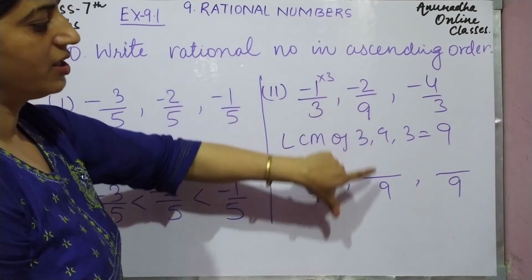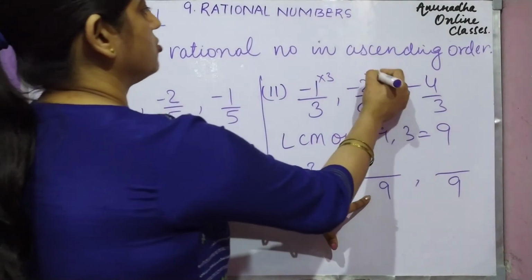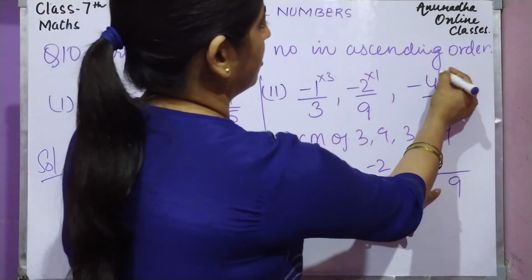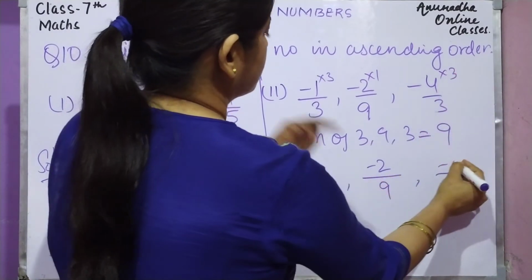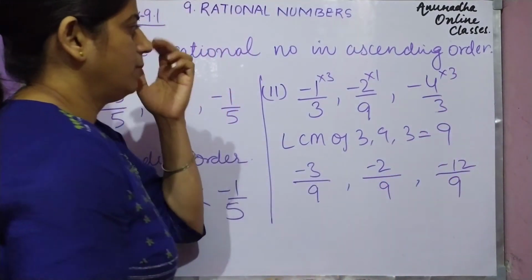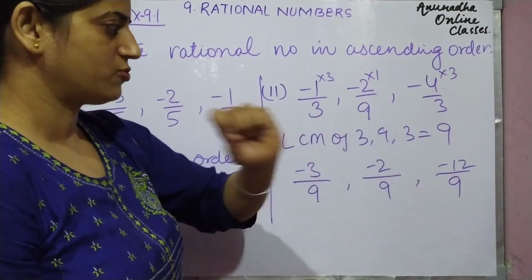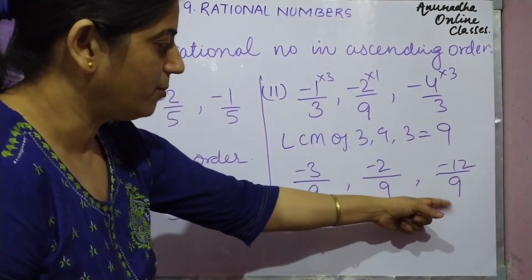Okay, now 9 कितने सा 9? 9 1 सा 9, तो into 1 कर दिया, minus 2. And 3 कितने सा 9? 3 3 सा 9, तो into 3 किया. This is minus 12. Okay, minus 12. So what you will get? See, minus 3, minus 2 and minus 12. Which is lesser number? This one.